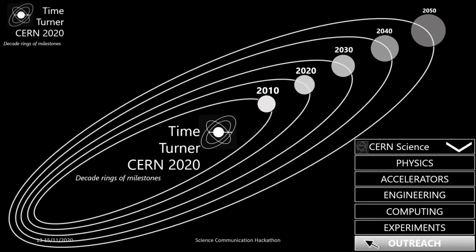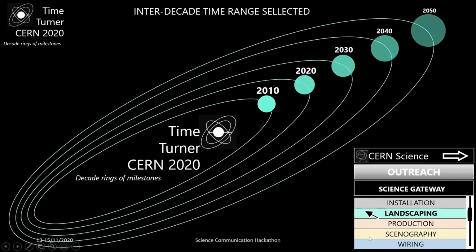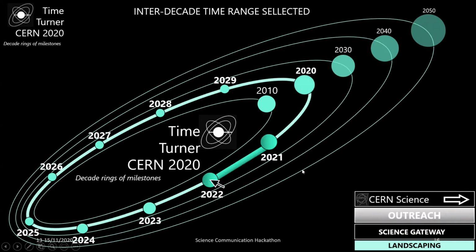So what makes this product so different from normal project management tools already? Well, the thing is the external tool, as we explain here. So here you have the information of projects that happen at CERN. If we then look at the outreach, we have different tasks within this project of the Science Gateway: landscaping, production, scenery. If we then have a look at all these tasks that are going on during this period, we can select the time ring of landscaping between 2021 and 2022.